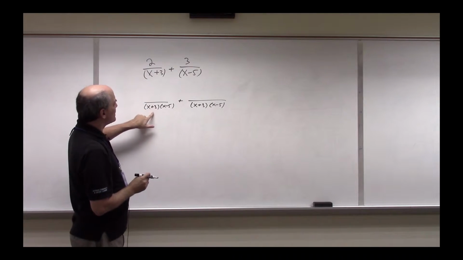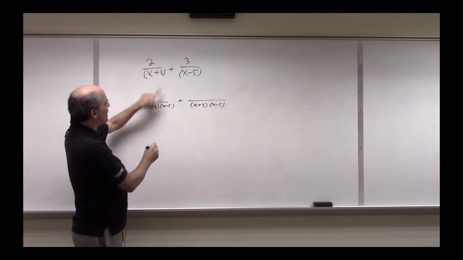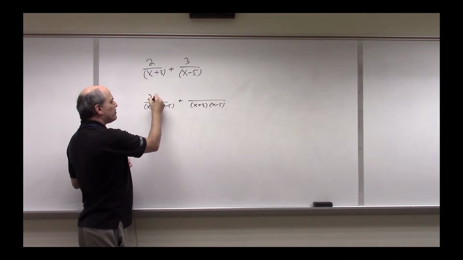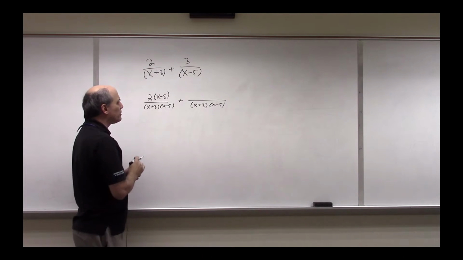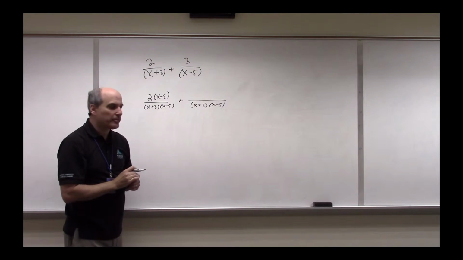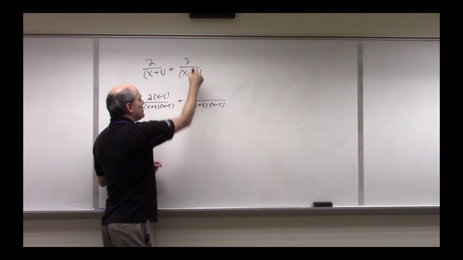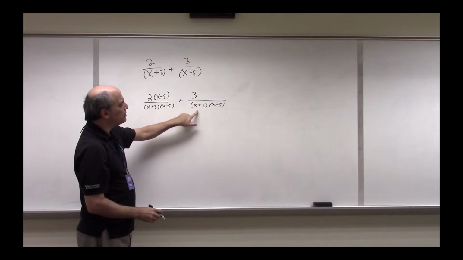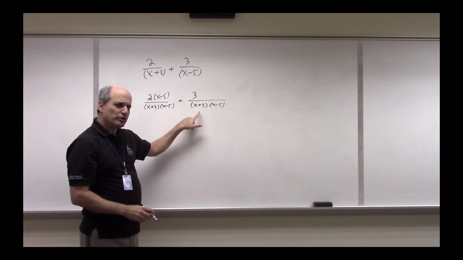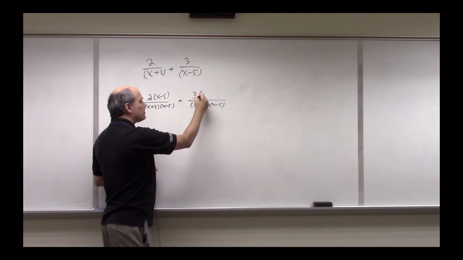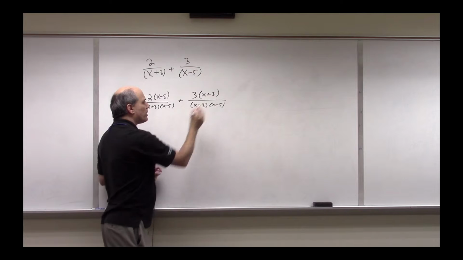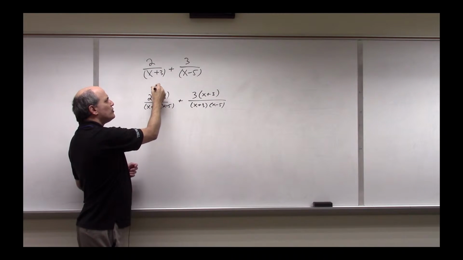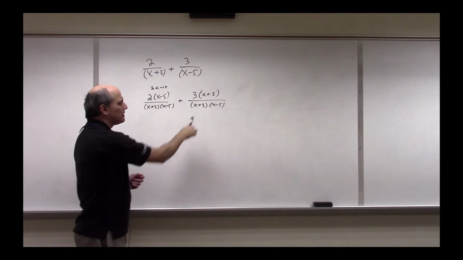Here, I've got the x plus 3. What I need is the x minus 5. I can multiply by x minus 5 in the bottom as long as I also multiply by x minus 5 in the top. Similarly here, I've already got the x minus 5. I need an x plus 3. I can multiply by x plus 3 in the bottom as long as I also multiply by x plus 3 in the top. This is 2x minus 10.